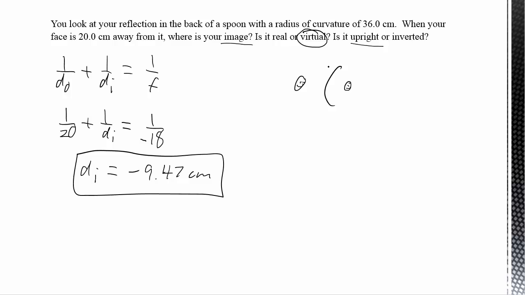I already told you it's upright, but if you're not sure, you look at your magnification equation and you want to see if this is positive or negative. Positive is upright, negative is inverted. And so we've got negative di over dO. dO was positive, di was negative, so if we throw another negative in there, these guys go away and become positive, and so that just shows you that it is upright.